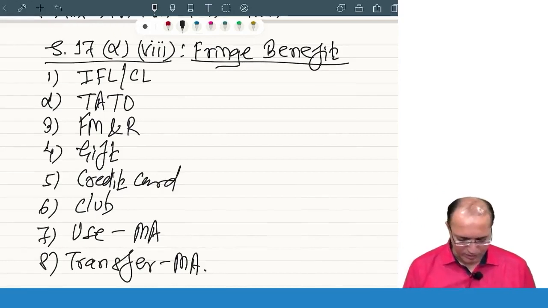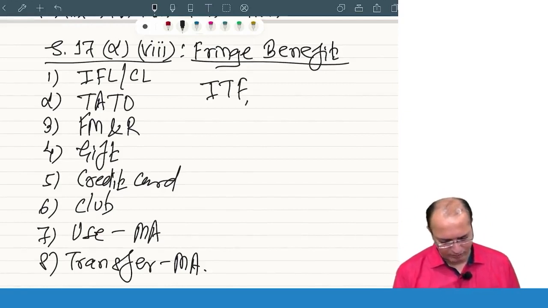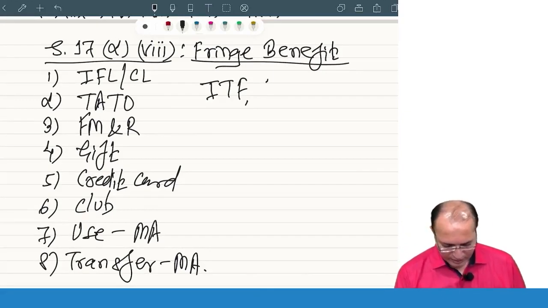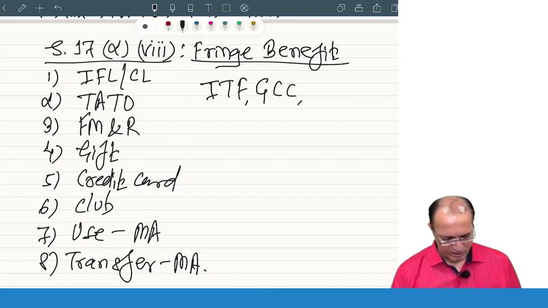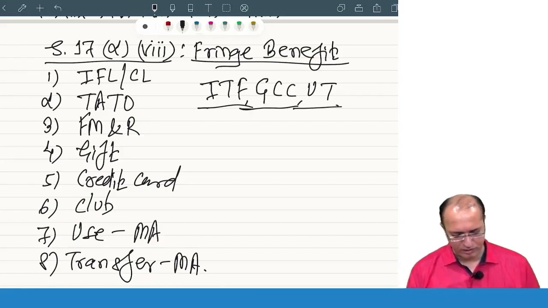So you have to remember the dialogue. Indian team first class. Guaranteed cricket champions under Tendulkar.